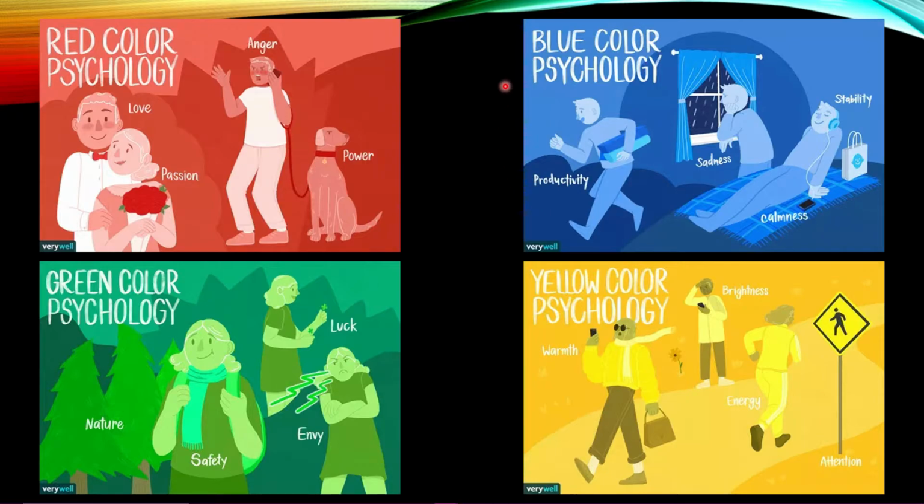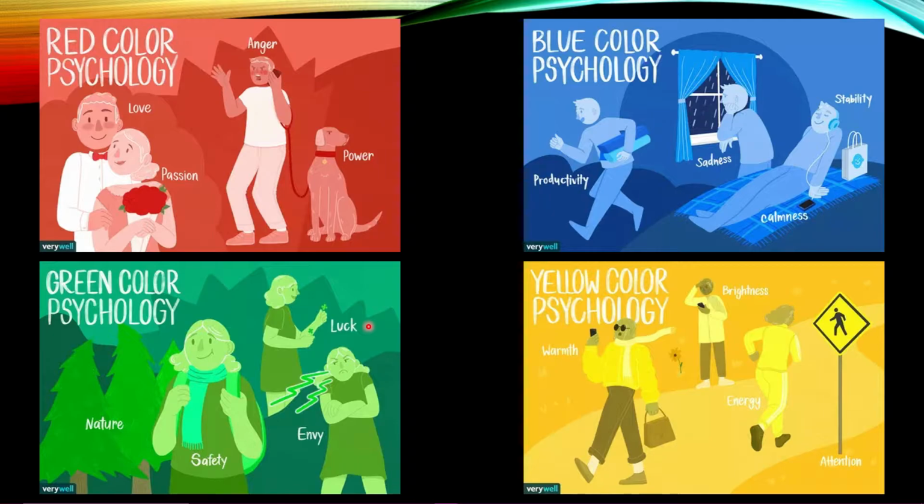We're going to move to the right where it shows the color blue. So with blue, we can show productivity, so being productive, sadness, stability, and calmness. Next, we'll look at the green. Green is with nature, safety, envy, so that's jealousy.